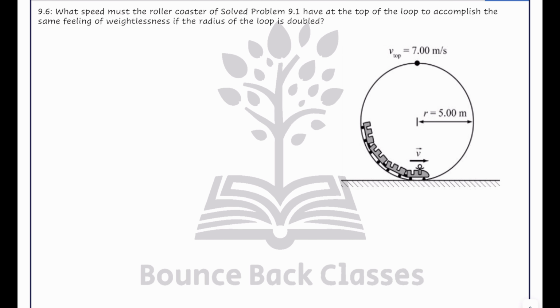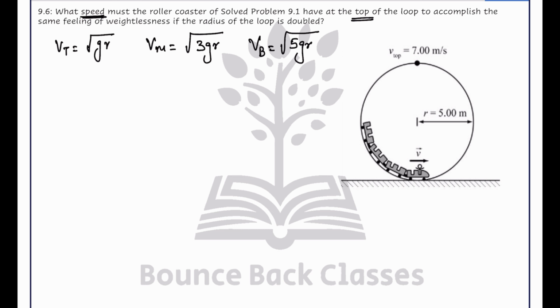Now, this is something very, very interesting. What speed must the roller coaster of solved problem 9.1 have at the top of the loop, to accomplish the same feeling if the radius of the loop is doubled? We know at the top of the loop, what should be the speed? Root gr. In the middle, root 3gr. And at the bottom, we have root 5gr.